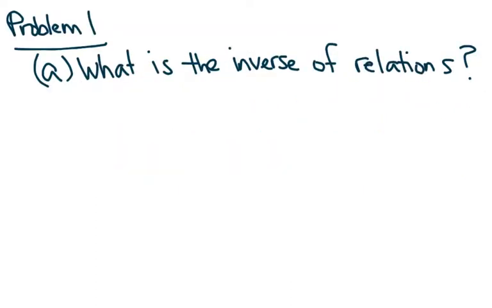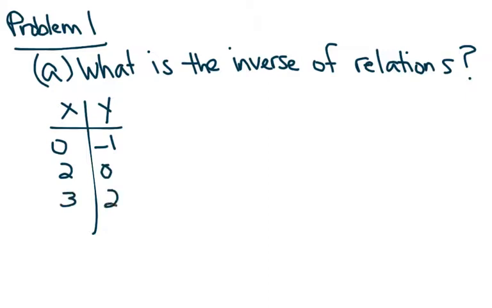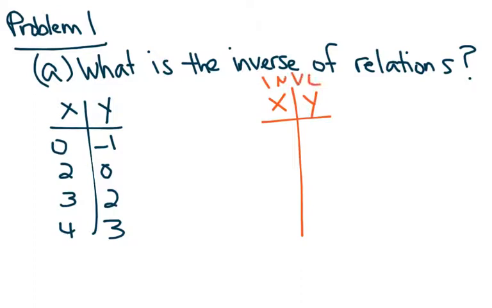So in problem 1, we want to find the inverse of relation S. Relation S has these ordered pairs that we'll give you as a table this time instead of as a set of ordered pairs. Well, in order to find the inverse, all you have to do is switch x and y. Now that doesn't mean that you put y first and then x. It just means that all the y values become the x values and all the x values become the y values. That's all an inverse is.